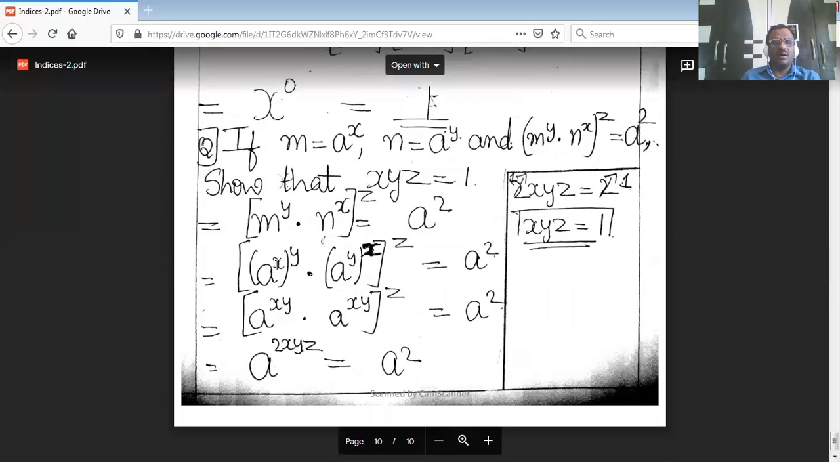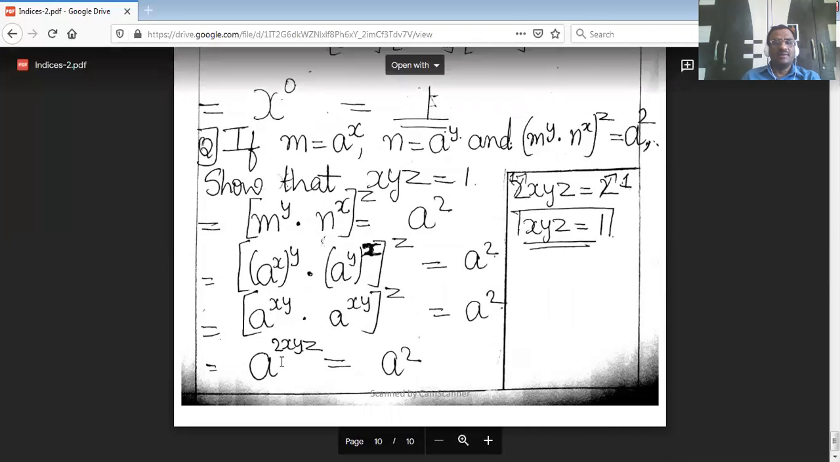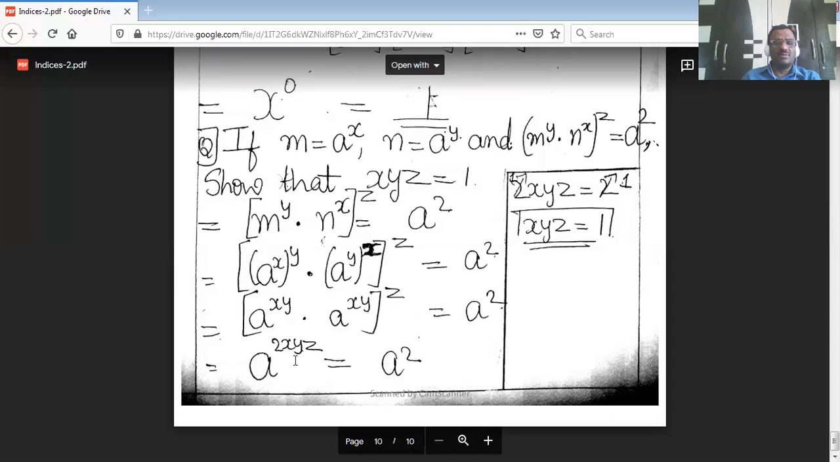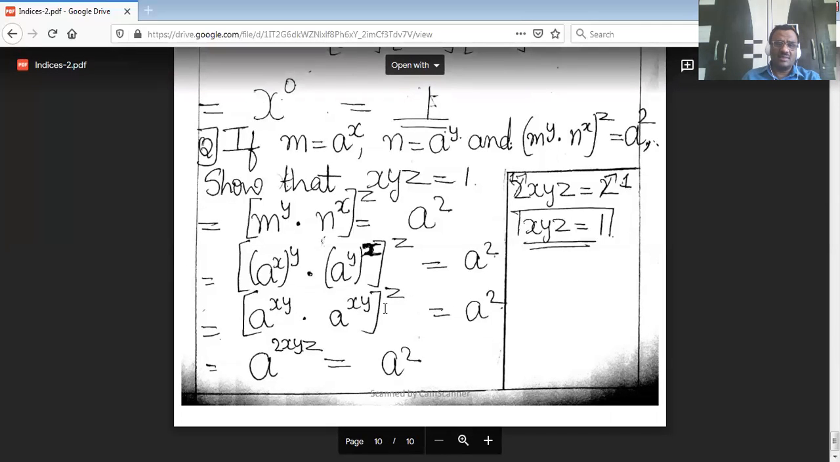Now a to the power of xy into a to the power of yx, whole to the power of z. This is a to the power of xy plus xy, which is 2xy, and whole power z. This is a to the power of 2xyz. We can apply the relation a to the power of m into a to the power of n. Here m and n are both the same, so that becomes 2m, meaning 2xy. We can take xy as one m and the other xy as one m, and adding, we get a to the power of 2m, and here is z.